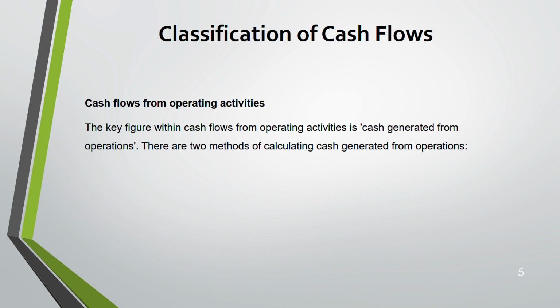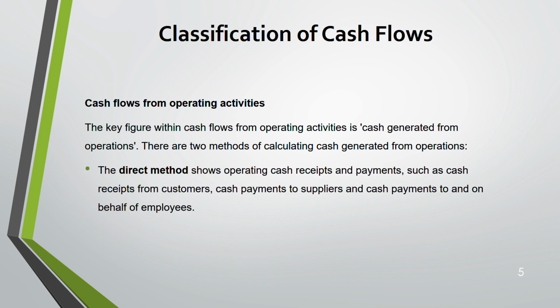Okay, most of the time the examiner focuses on this area compared to investing and financing. The main thing is in operating activity. Okay, so the key figure is cash generated from operations. Most of the time if a question is asked on this topic, they ask you to calculate cash generated from operations and explain it. Now there are 2 methods to calculate that. This you know even from your financial reporting also. It's nothing new. First is known as direct method.